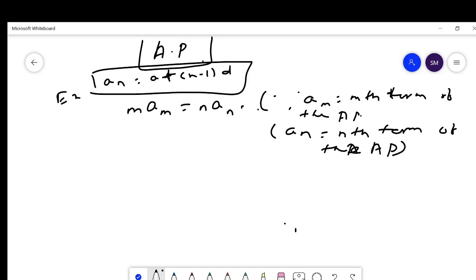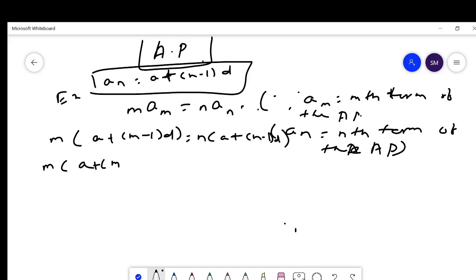Here m times the mth term is equal to n times the nth term, which implies m into a plus m minus 1 into d is equal to n into a plus n minus 1 into d. Then here, m into a plus m minus 1.